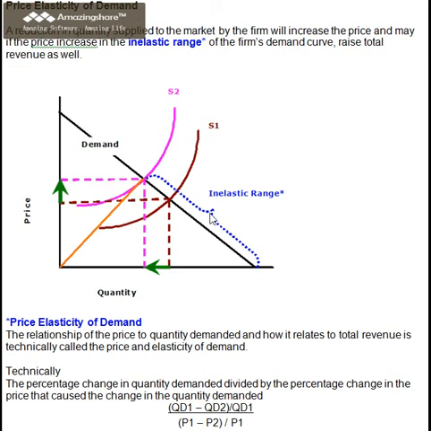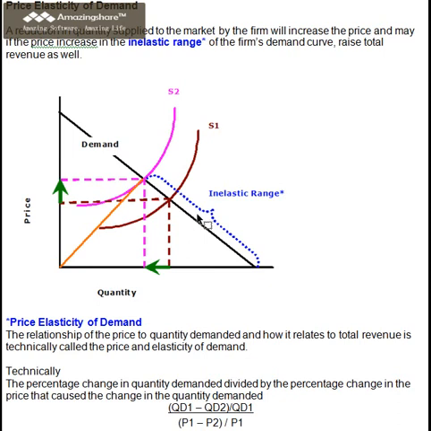And if we're below this point, and we'll be getting to this in the next little presentation when we talk about total revenue, we're in what's referred to as the inelastic range. What the inelastic range means is that when you have a price change, meaning an increase in price within the inelastic range, in this case moving from S1 to S2, you would have an increase in revenue.